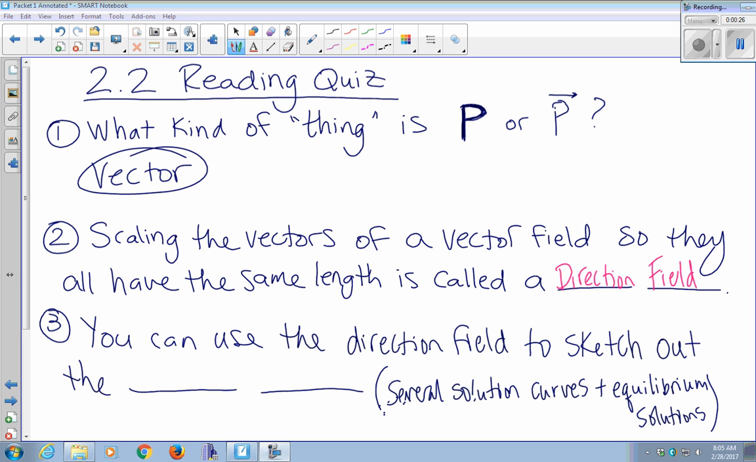And then you can use a direction field to sketch out the what? And the thing I'm looking for is several solution curves plus the equilibrium solutions. They make up the phase portrait.